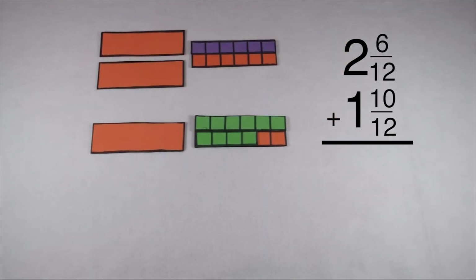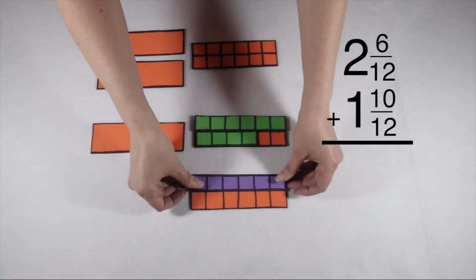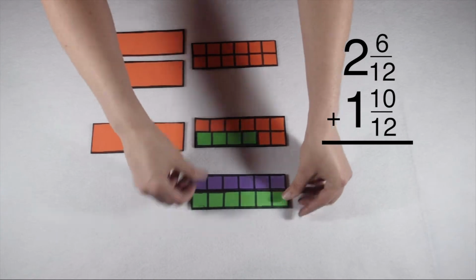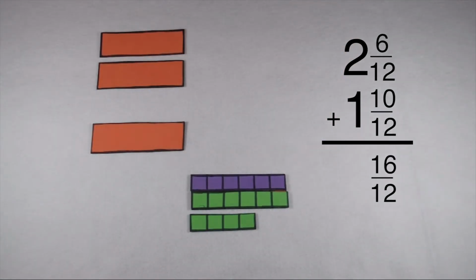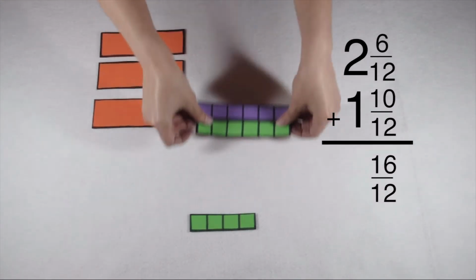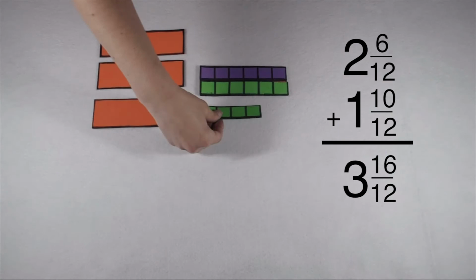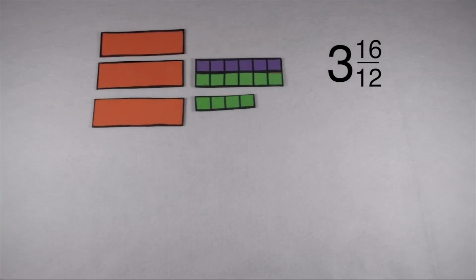Now I can add my fractions together. When I add my 6/12 plus my 10/12, that's going to give me a total of 16/12. Now I can add my whole numbers together to give us the sum of 3 and 16/12. Our sum of 3 and 16/12 contains its own improper fraction. The first thing we need to do is focus on changing 16/12 into its own mixed number.